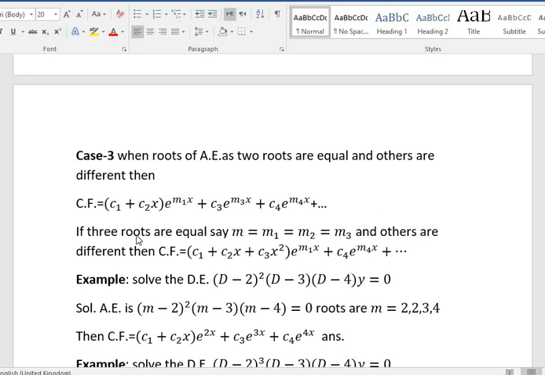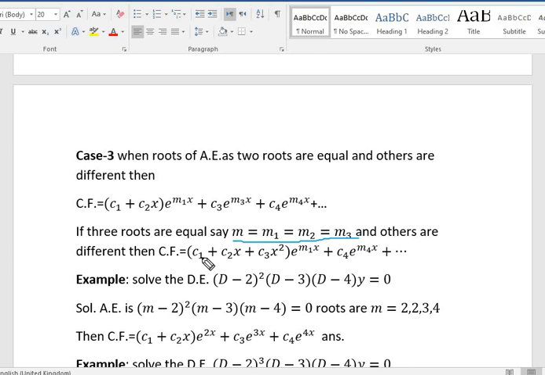But if 3 roots are equal instead of 2, say m = m1, m2, m3, and others are different, then what do you have to do? The complementary function will be c1 + c2x + c3x². Why? Because here we are getting 3 roots equal.